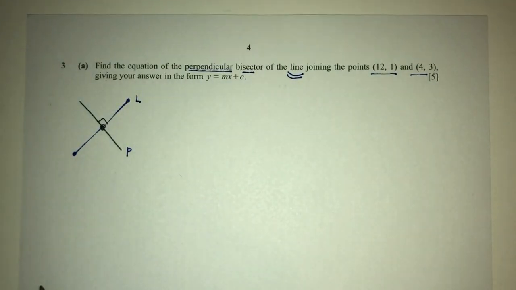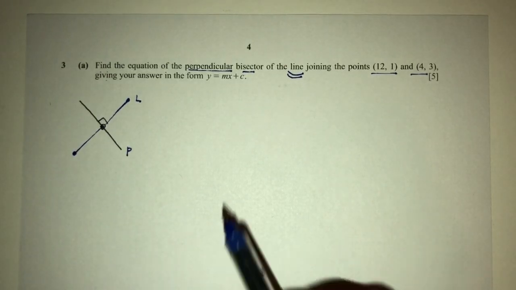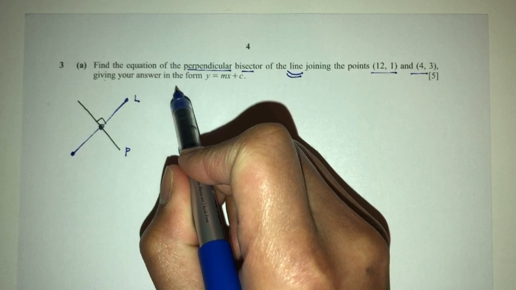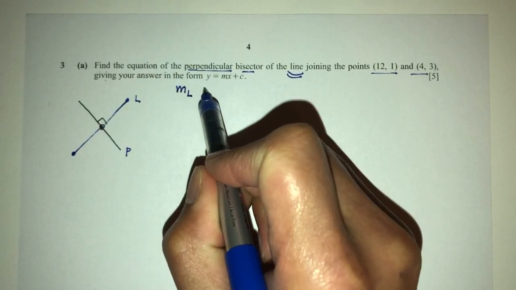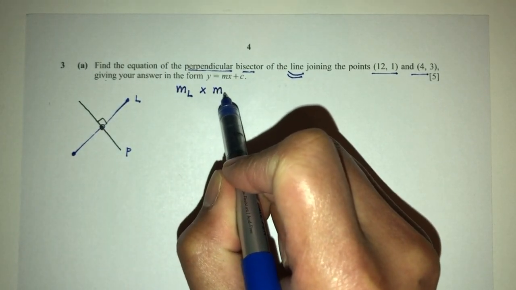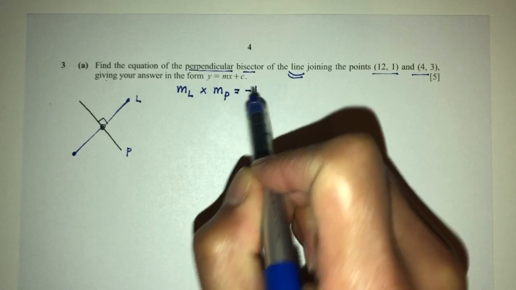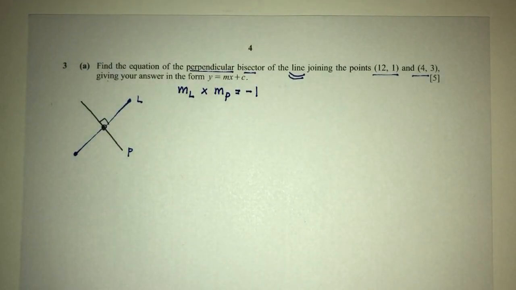So to find the equation of the line P, we must first find the gradient of line P. That makes sense, right? Because whenever you have to find the equation of a straight line, you have to first find the gradient. Now we realize that the line P is perpendicular to the line L. So based on that, we can use something that we know, which is if you take the gradient of L multiplied by the gradient of P, that should give you minus 1.